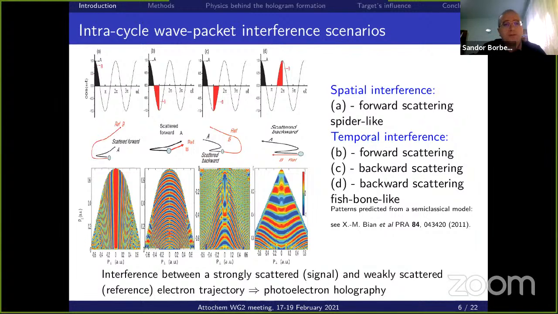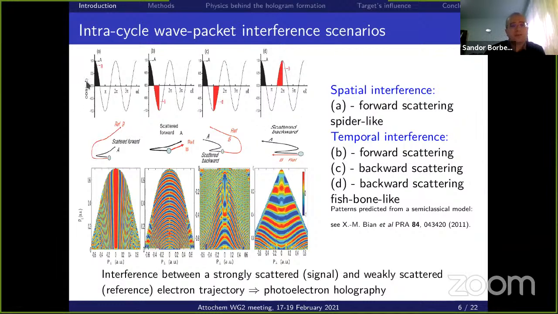Photoelectron holography is strongly connected to the intercycle wave packet interference effects. Basically, if you want to see wave packet interference, you need at least two distinct wave packets which can be coherently added in the detector, and which may lead to some very interesting interference effects.